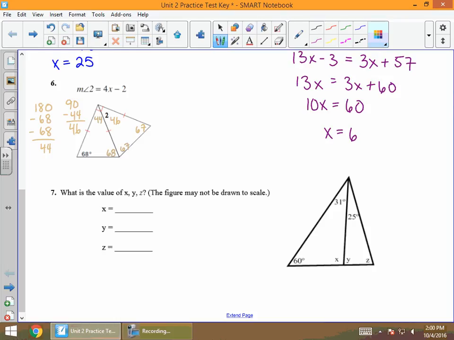The measure of angle 2 is 4x minus 2. And 4x minus 2 is equal to, we just said, 46 degrees. So I'm just going to solve this for x. Add 2 to both sides. 4x is 48. Divide by 4, x is equal to 12.